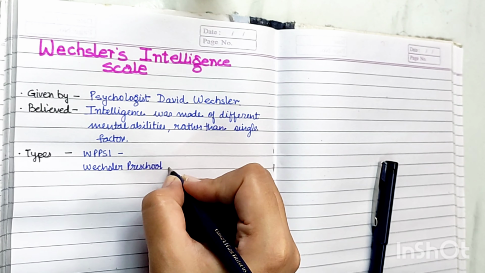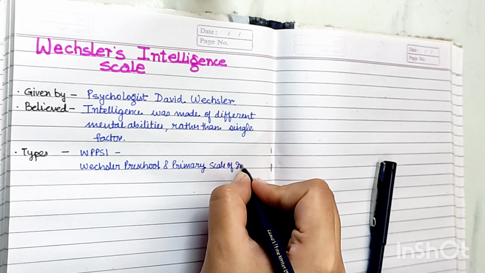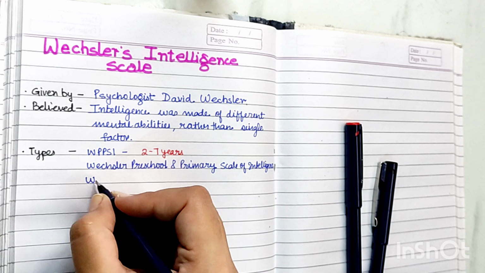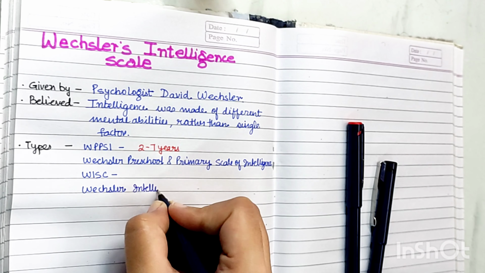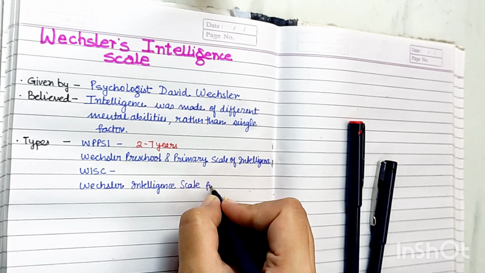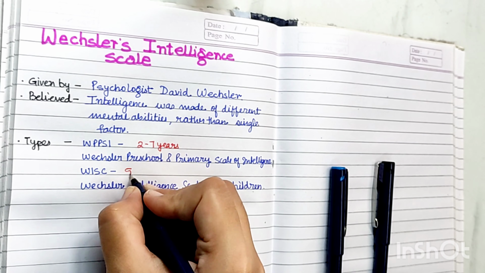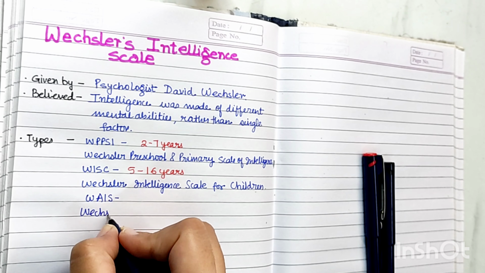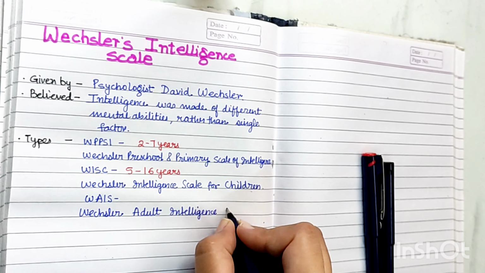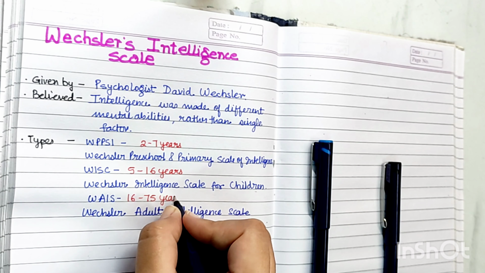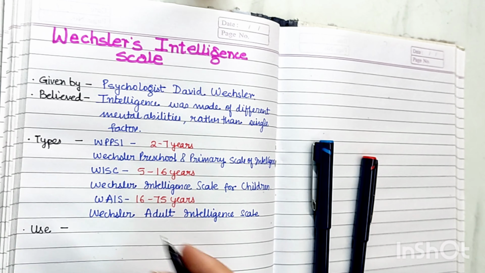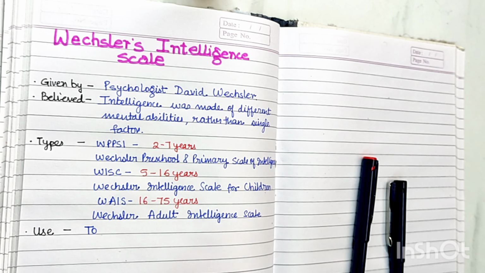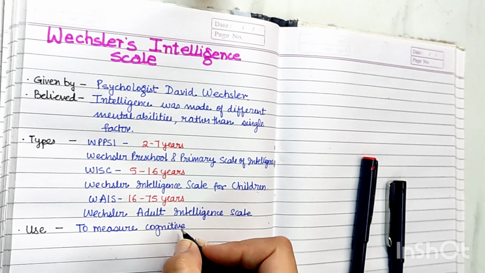The first scale was WPPSI, which stands for Wechsler's Preschool and Primary Scale of Intelligence. This test was made for children aged 2 to 7 years. Then we have WISC, which is Wechsler's Intelligence Scale for Children. This test was made for children with an age range from 5 to 16 years. And the third and last type we have is WAIS, which is Wechsler's Adult Intelligence Scale. This test is for the age range from 16 to 75 years.